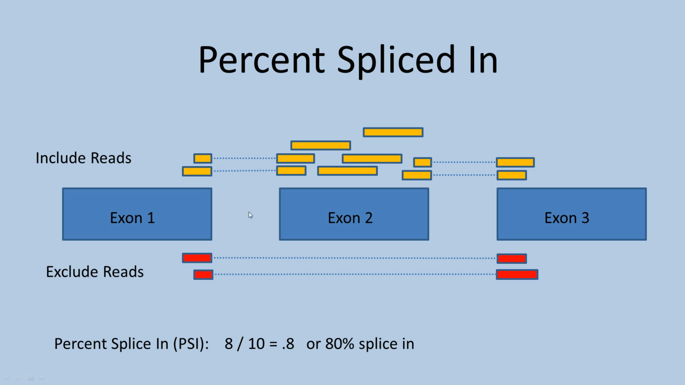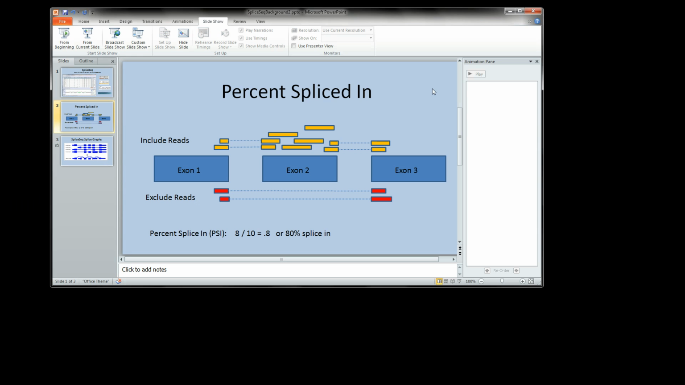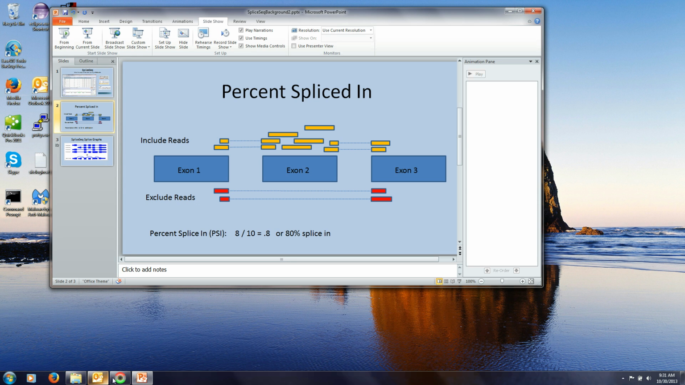And so for any type of splice event we want to look at, we can compute a percent spliced in, and then we can compare spliced in values between samples or between groups of samples. So that's the PSI value. All right, let's take a look in SpliceSeq.